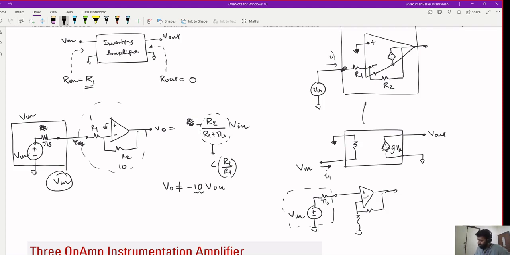because this op amp, we assume the ideal op amp, has infinite input impedance, the output that you see will still be V out equals 1 plus R2 by R1 into Vs or Vin. That's because this has infinite input impedance. It does not matter what the output impedance of your voltage source is, because this has infinite input impedance. You don't have any loading.